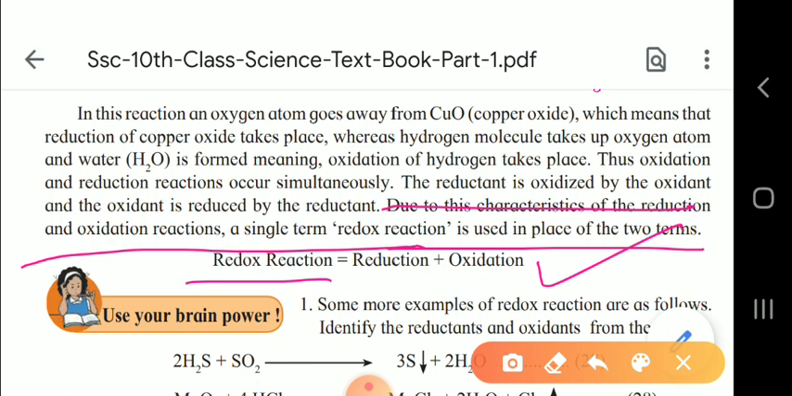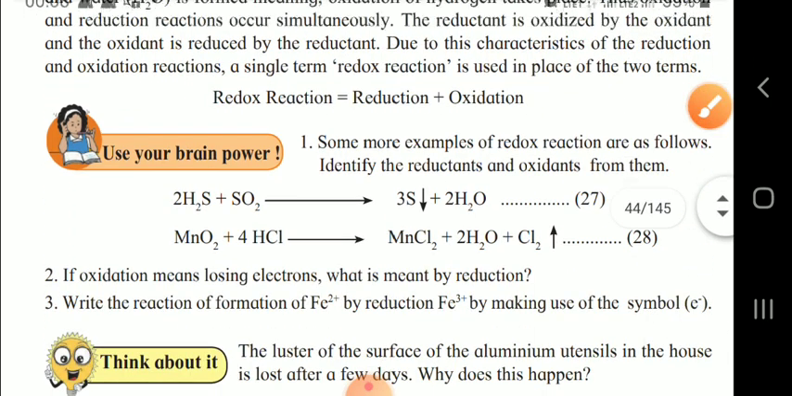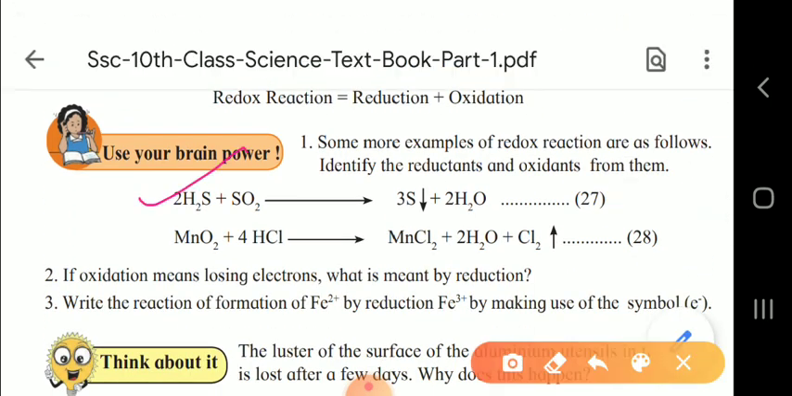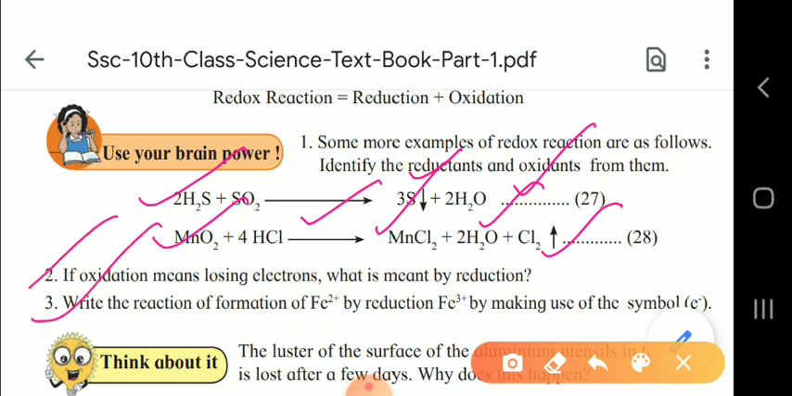Some more examples of oxidation reduction we can see here, children. 2H2S plus SO2 form 3S, where 3S means sulfur just settles down, then 2H2O, that is the water molecule. Then MnO2, manganese dioxide, and HCl, hydrochloric acid, react and form MnCl2, that is manganese chloride, then water molecule and chlorine. These two questions are given here that you have to do in your assignment book, children.